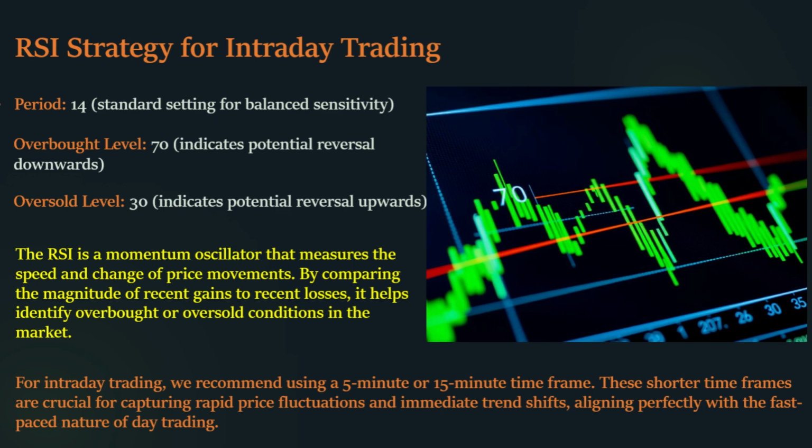RSI strategy for intraday trading. Key indicator: RSI, Relative Strength Index. Period: 14, the standard setting for balanced sensitivity. Overbought level: 70, indicates potential reversal downwards. Oversold level: 30, indicates potential reversal upwards.